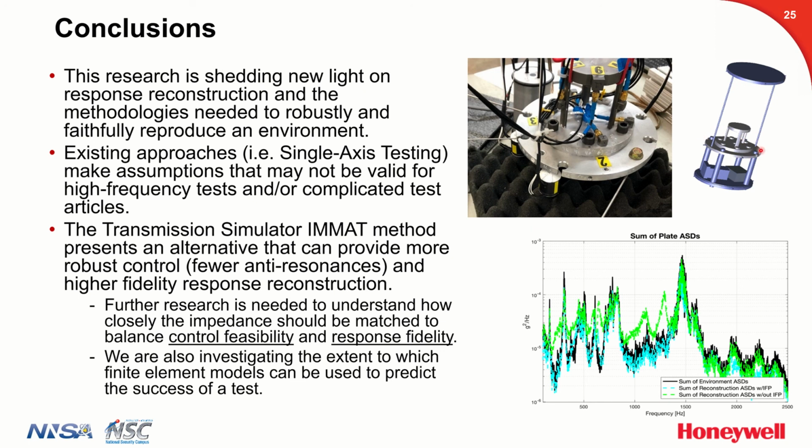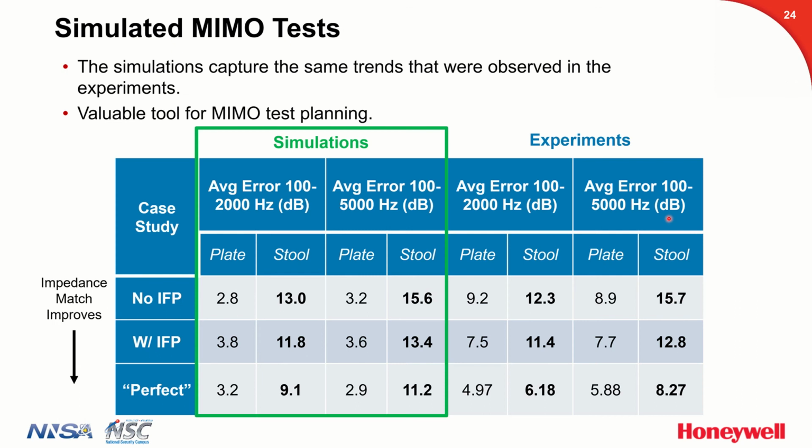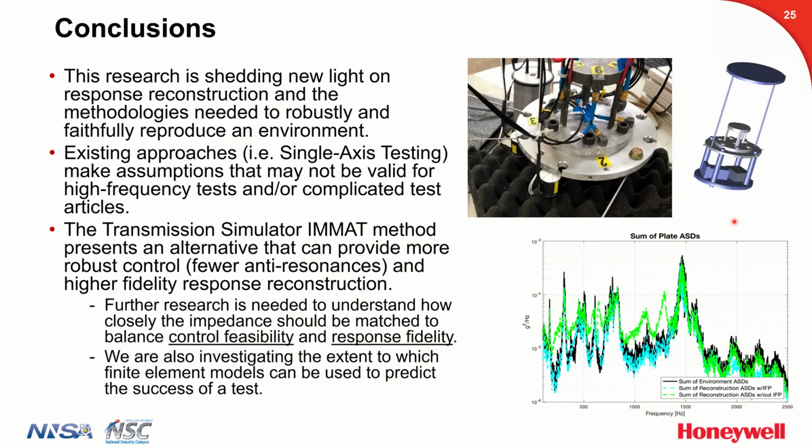Adding that plate also adds mass. Could the mass be more important than the improvement in the impedance? And are there ways that we can quantify impedance to better design transmission simulators and to design these types of tests? In the coming year, we're also looking at using finite element models to predict the MIMO test and to see, can we predict what we would have got here if we had a finite element model that's reasonably accurate.